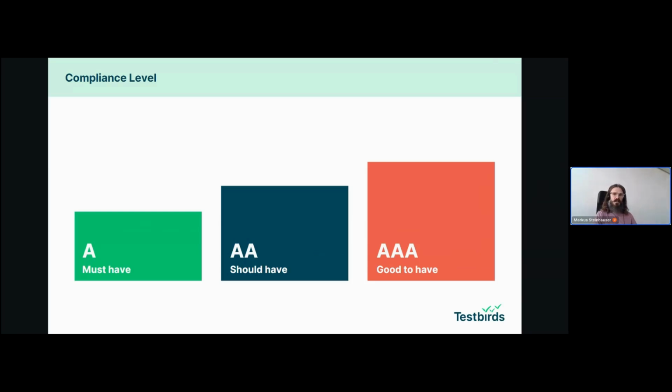And these WCAG guidelines, they are a set of guidelines that cover all of these different aspects, and they can be the guideline, as I just said, or the starting point, and more or less the checklist that you need to go through if you want to make something accessible.